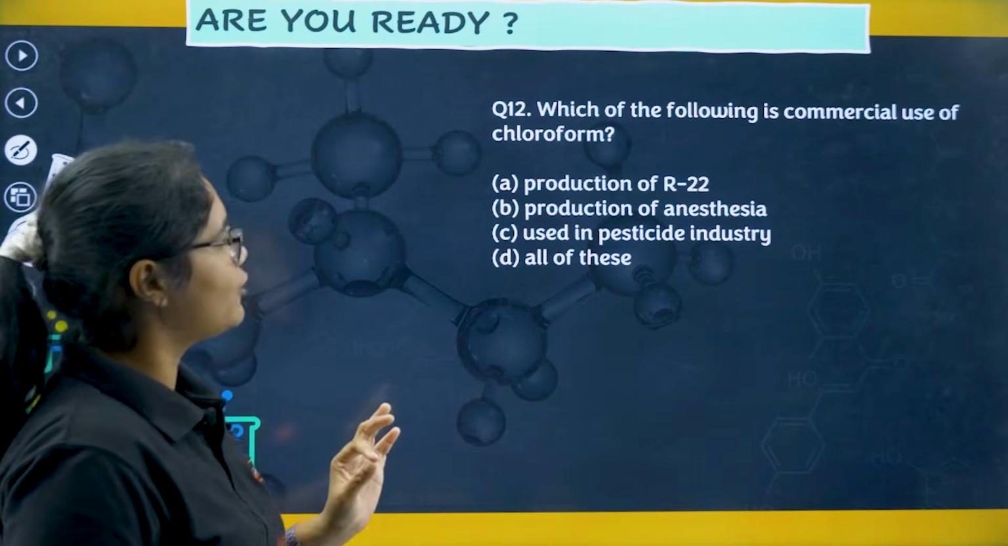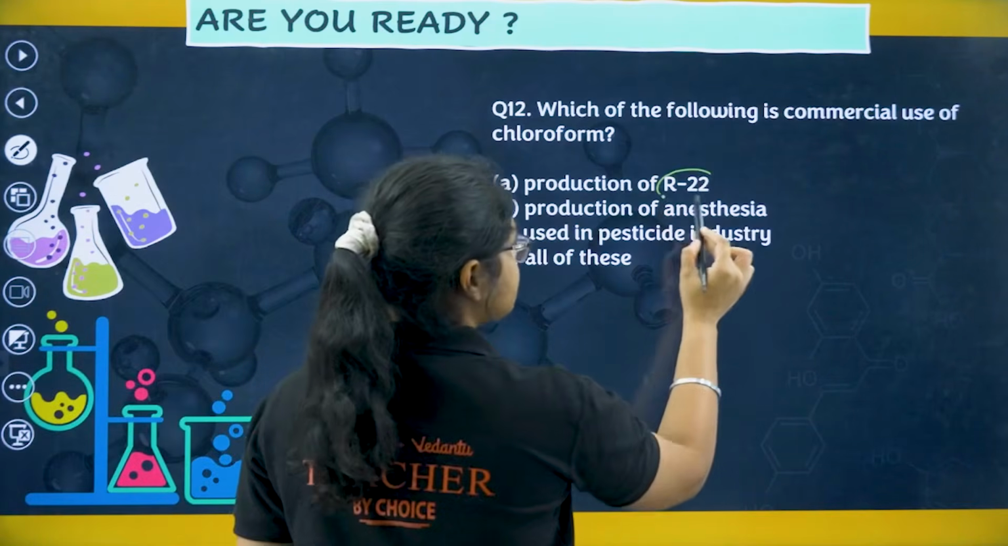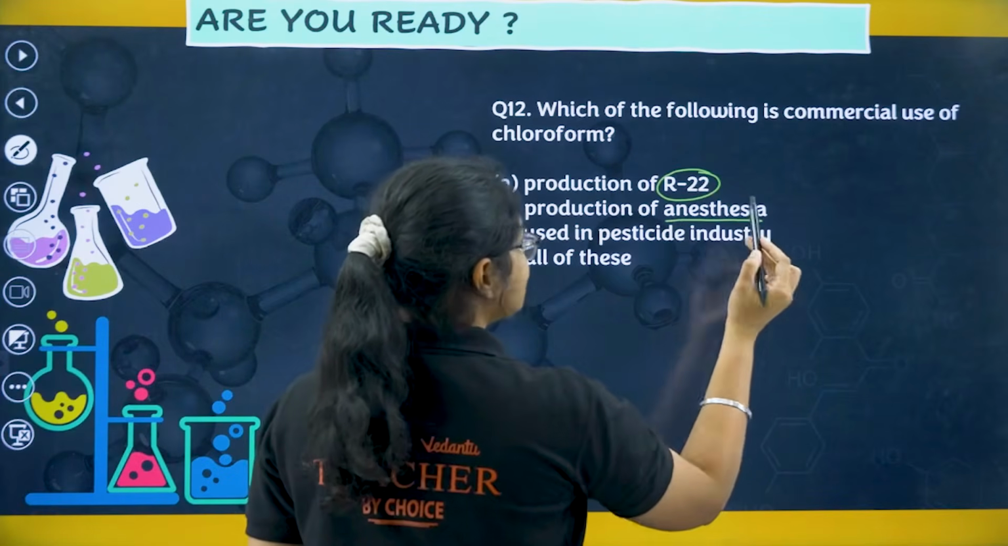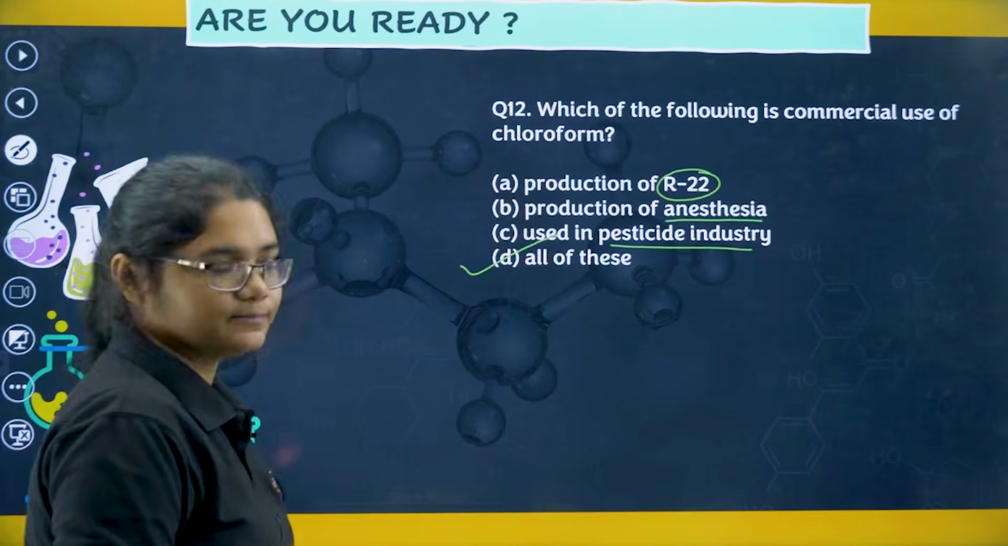Next we have: which of the following is the commercial use of chloroform? Chloroform is used for the production of R22, we have seen. It was used as anesthesia. It is also used in pesticide industries. So all of these.